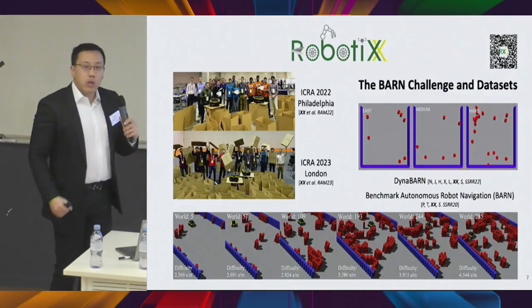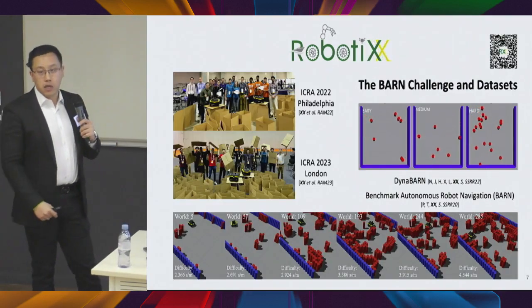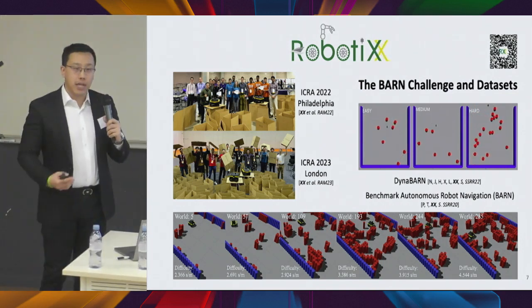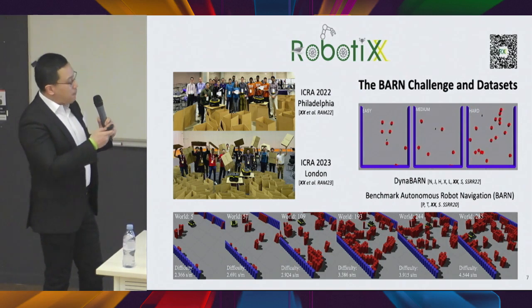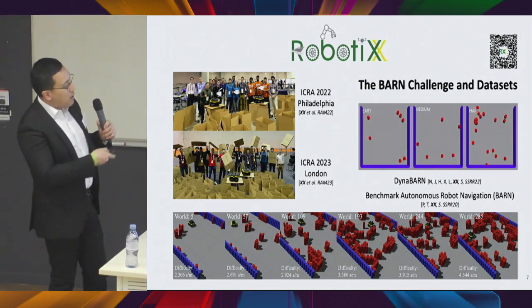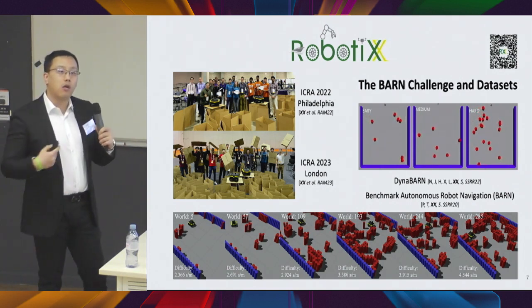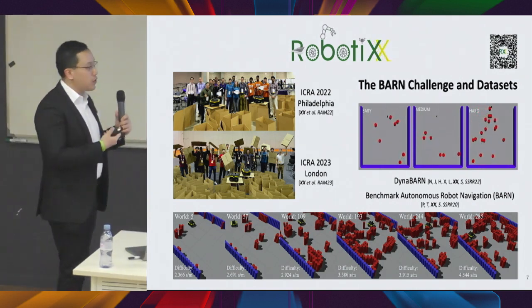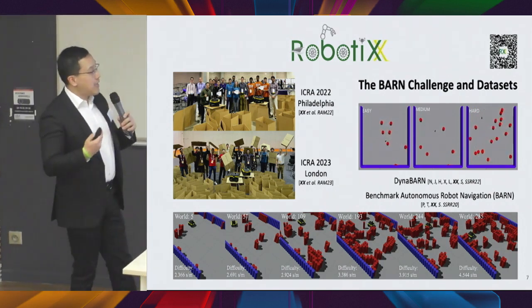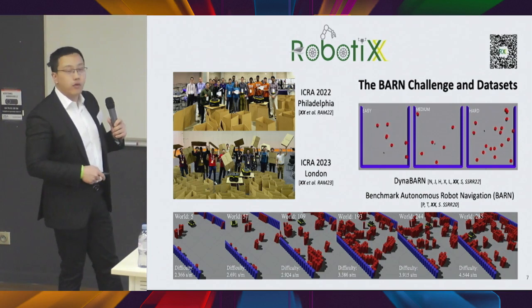One of the efforts we are trying to push on this mobility in highly constrained environments is our annual BARN challenge at ICRA every year. BARN stands for Benchmark Autonomous Robot Navigation. Our BARN, static BARN, and dynamic BARN environments are all fully open source, and feel free to use them if you are interested. I also invite you to participate in this year's ICRA 2024 BARN challenge in Japan.